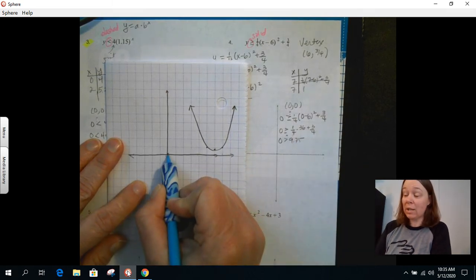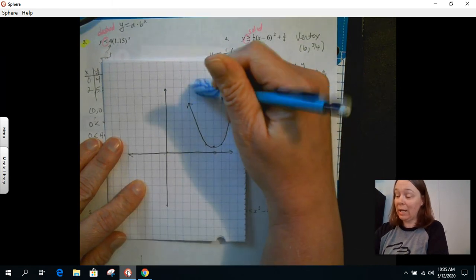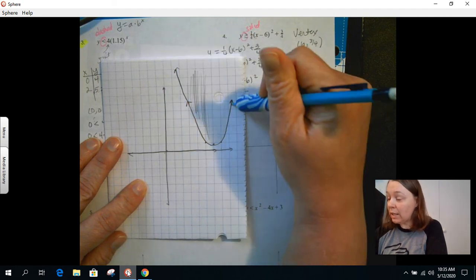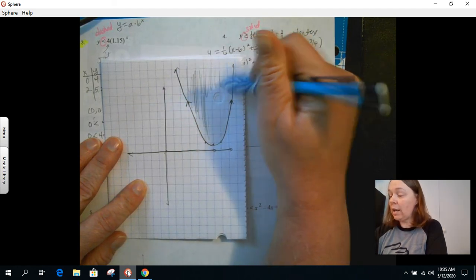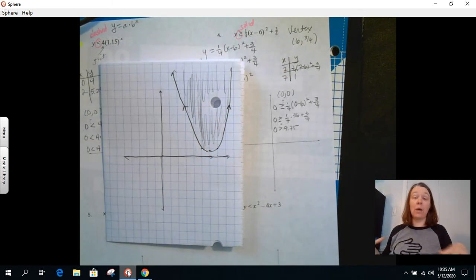So if 0 is not a solution, we're not going to shade over here. We're actually going to shade in here. If this keeps going, my shading is inside my parabola versus outside of my parabola.